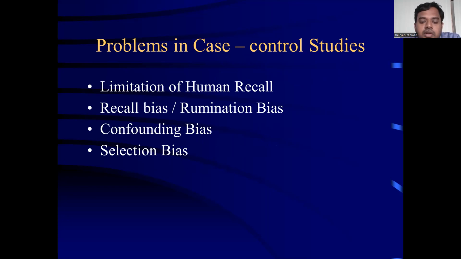So, limitation of human recall. Sometimes there will be a recall bias happening in these cases, and there will be a confounding bias that we have already discussed. What is selection bias? When we make an error in selection of cases and selection of controls, there can be a selection bias. And limitation of human recall here can be called recall bias or memory bias. When we are taking a history backwards, the patient may forget the history of smoking or how many cigarettes he smoked back 15 years. That would be difficult to recall.